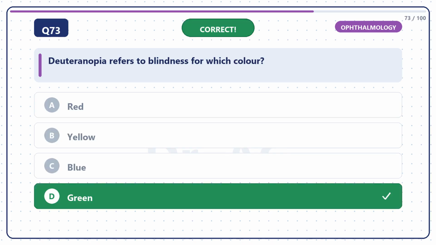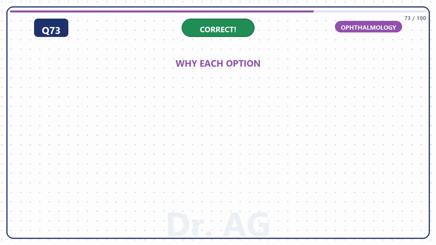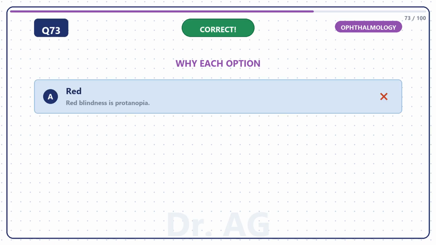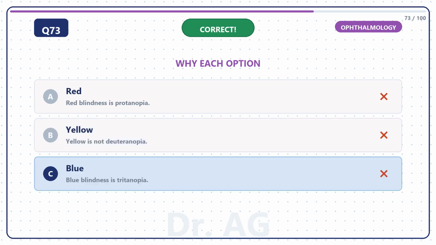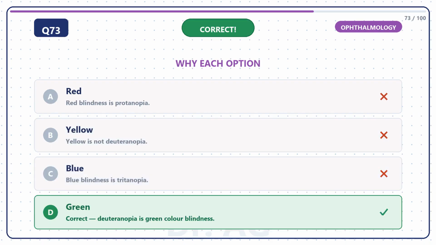The correct answer is option D. Green. Let's go through the options. Red. Red blindness is protanopia. Yellow. Yellow is not deuteranopia. Blue. Blue blindness is tritanopia. And the correct answer is green. Correct, deuteranopia is green color blindness. So, the right answer is option D.